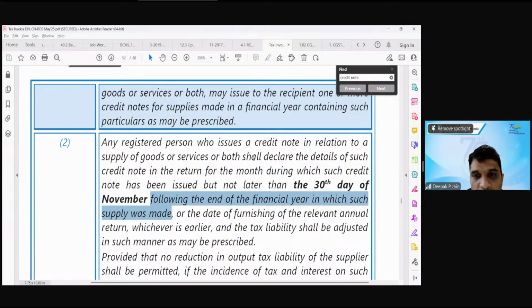Yes, they are talking about reporting also. You have to declare the details, but that credit note cannot be beyond the 30th day of November following the end of the financial year in which such supply was made. So if I make a supply, going with the same example, on the 3rd of June, I can raise a credit note for that by the 30th day of November or return filing, whichever is earlier. Thanks for correcting there. That credit note has to be raised by the 30th day of November from the date of supply. So there is a time limit for issuance of credit note itself.